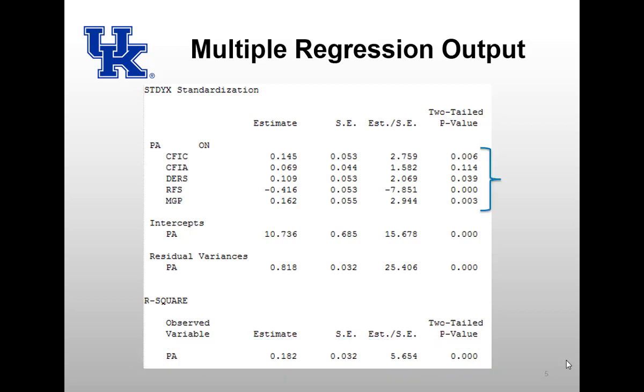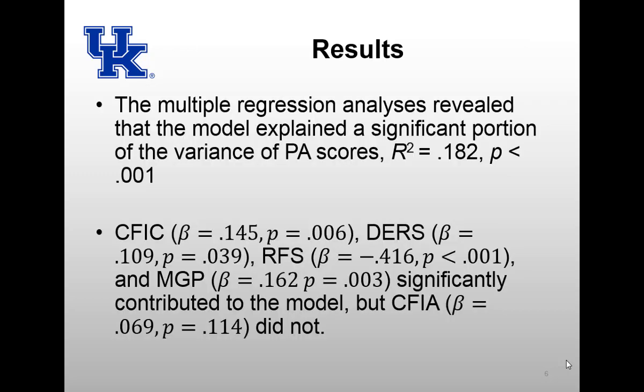We have p-values that tell us the significance of our individual predictors. So we can see CFIC, DERS, RFS, and MGP are all significant predictors. And then their beta coefficients, the standardized regression coefficients, are shown here under estimate. So we can write up the results, talk about how we're explaining a significant portion of variance, and such variables significantly contribute to the model.